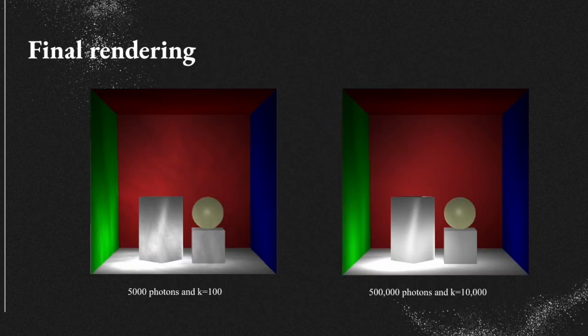Here are the final renderings of the Cornell box with a larger output image. On the left, we set k as 100 and photons as 5,000. We can see that there is visible unevenness in the texture due to an insufficient number of photons sampled at points of intersection. The rendering becomes smoother with 500,000 photons and a k value of 10,000.